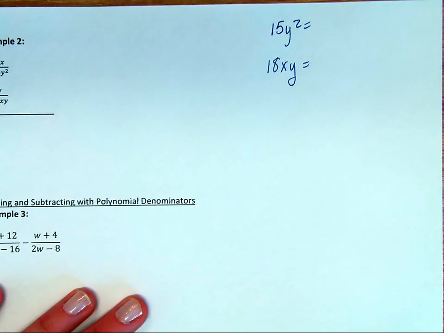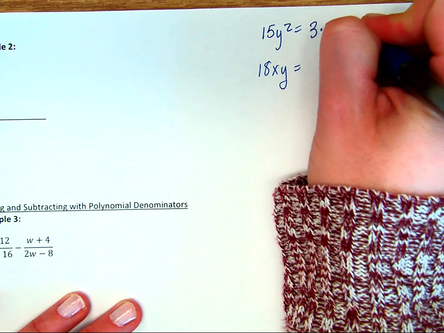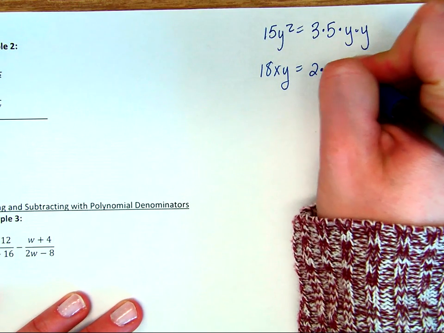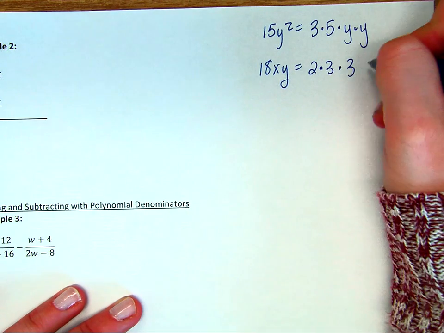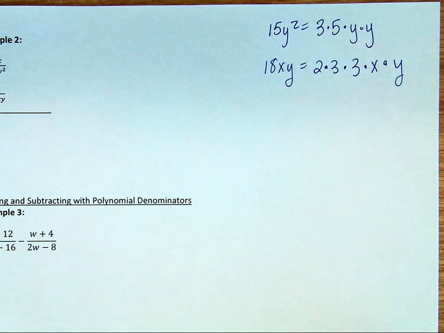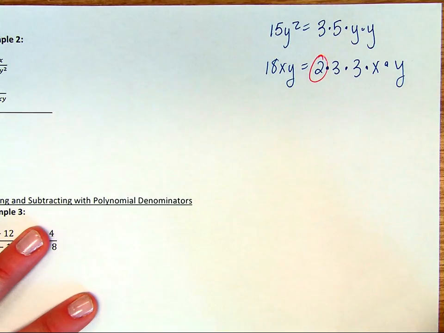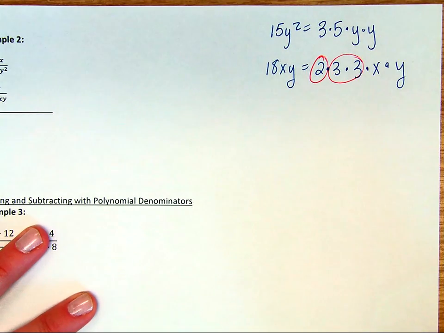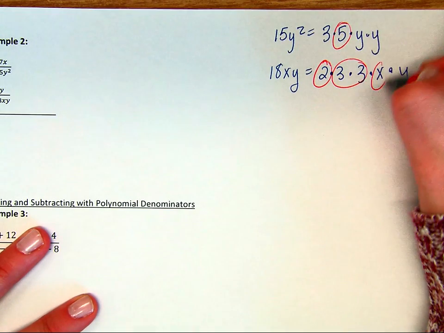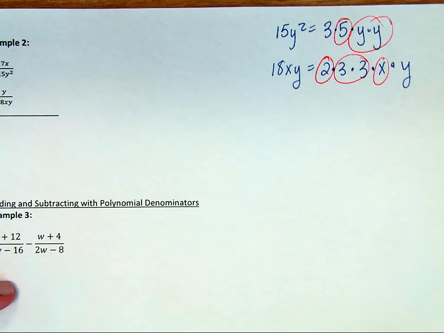Let's expand those. So 15 I can write as 3 times 5 times y times y. 18 is going to be 2 times 3 times 3. Again, make a factor tree if you need to. Times x times y. So let's do our little test here. So which one has more 2's? This one. Which one has more 3's? This one. Which one has more 5's? This one. X's? This one. Y's? This one. So we're picking which one has the largest amount of every factor.